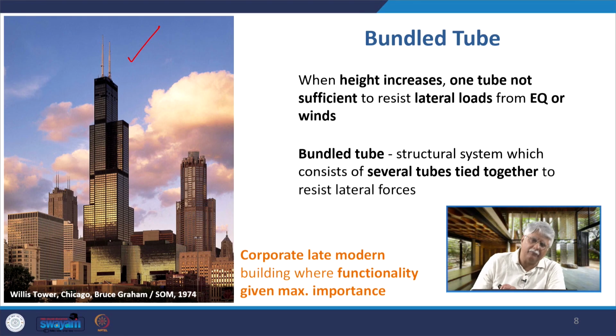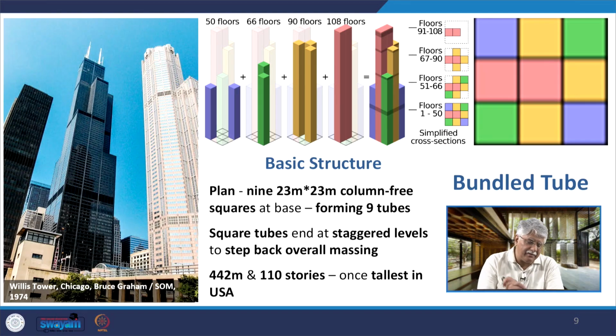Bruce Graham was working for Skidmore, Owings and Merrill, and this was corporate late modernism in a building where functionality was given the maximum importance. So this building basically has a floor plate, the base, which has 9 squares in it, from which 9 tubes rise up. Each tube is 23 meters by 23 meters, and as they rise up, they are bundled together at different heights, and there are staggered levels created as the building rises up.